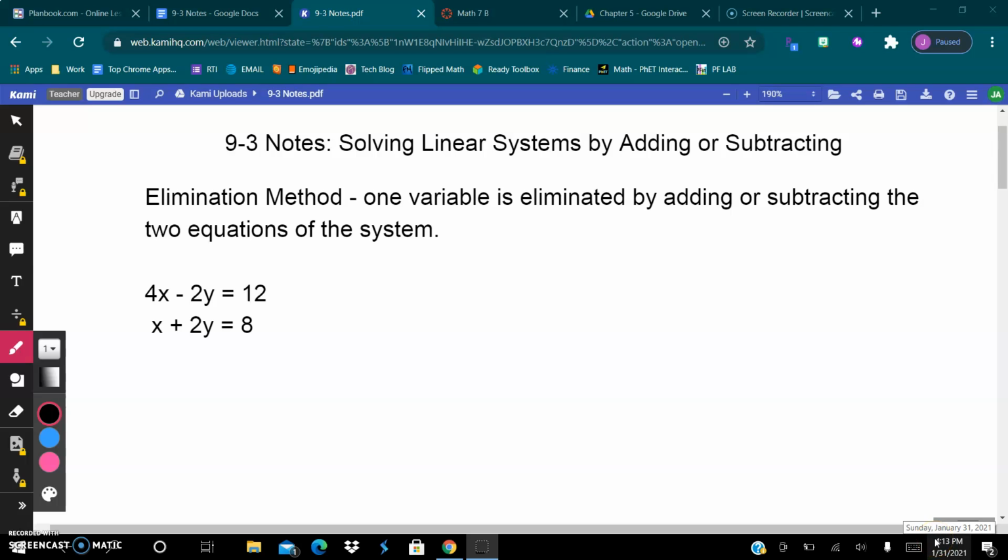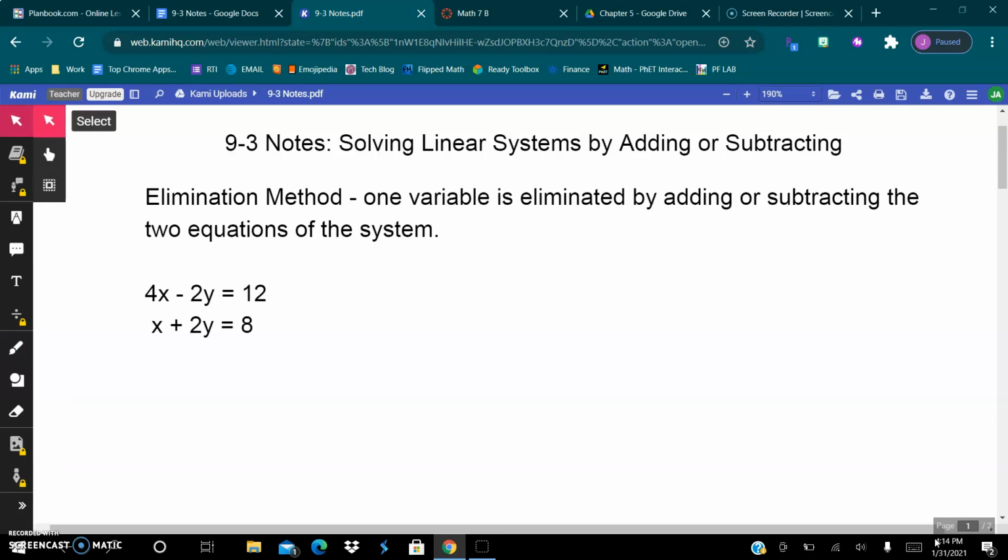Section 9.3 is on solving linear systems by adding or subtracting. So we are going to use what's called the elimination method for this section, as well as section 9.4. You can simply add or subtract, or you could also multiply and then add or subtract. So for today and tomorrow, we are just going to stick with adding and subtracting. We're not adding in that extra step of multiplying. So the elimination method is where one variable is eliminated by adding or subtracting the two equations of the system.